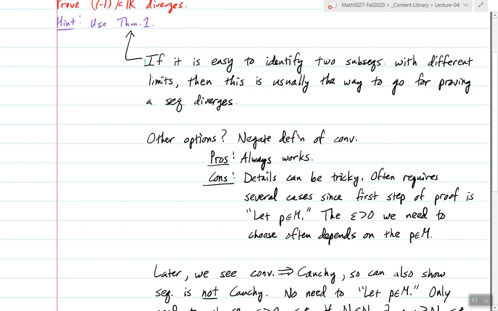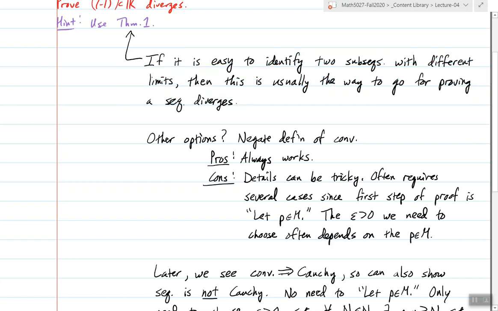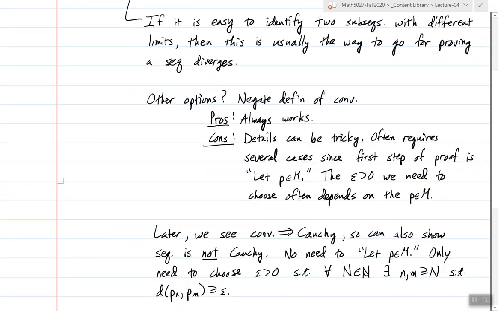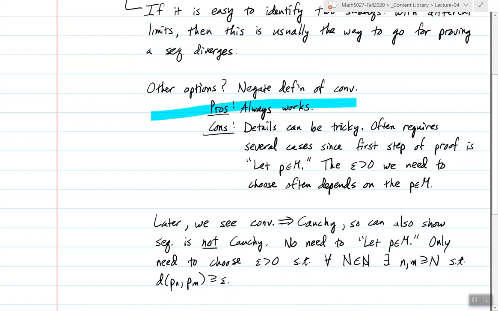So the moral of the story is, if it is easy to identify 2 subsequences with different limits, then that's what you should usually do to prove that a sequence diverges rather than try to negate the definition of convergence. However, that's always an option. You can always negate the definition of convergence. That's something that will always work.